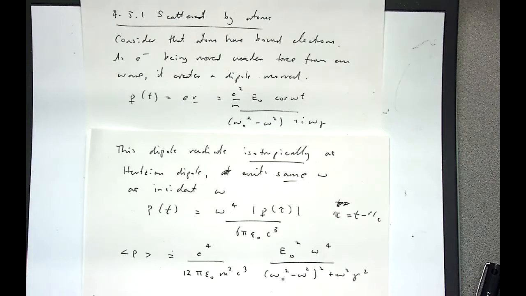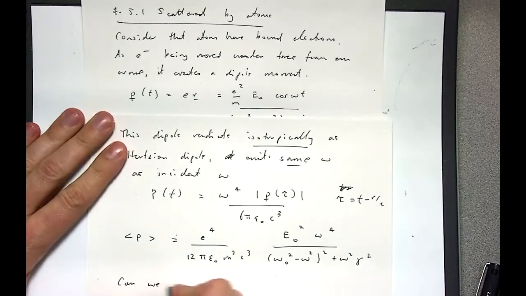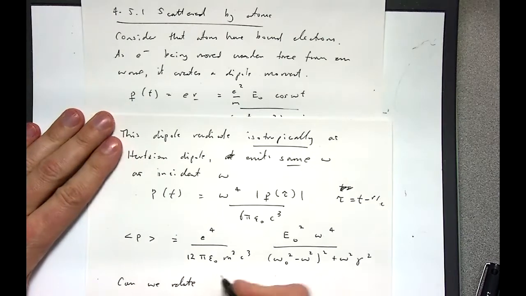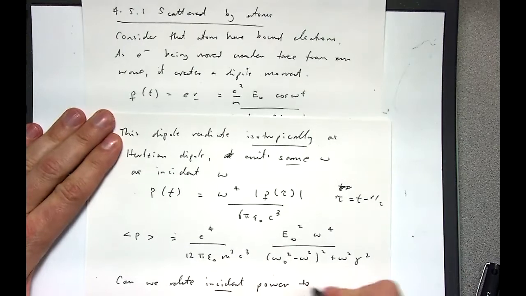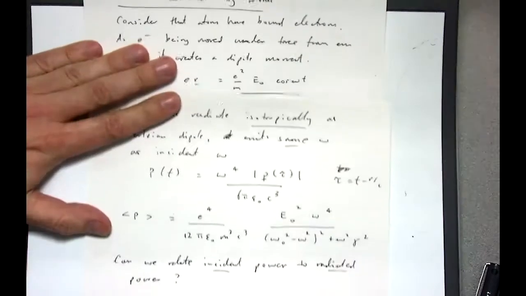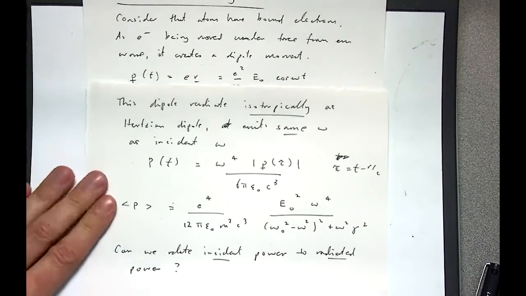Now, of course, I can describe the incident radiation in terms of the Poynting vector. So I should be able to relate. So the question is, can we relate the incident power, which is going to be S, to the radiated power, P? Obviously we can. We know they're proportional to each other. Right. So we're going to define that in the following manner.